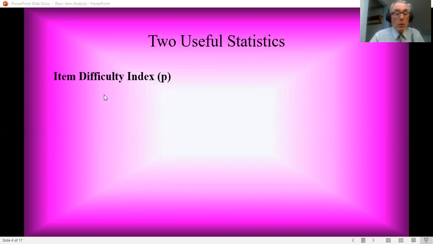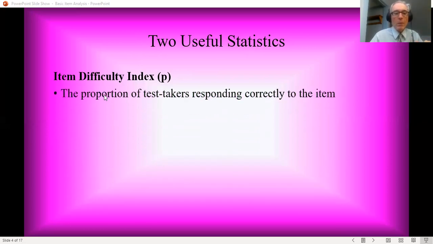One of these is called the item difficulty index, typically represented by a lowercase letter p. The only thing hard to understand about this one is that higher values of p actually reflect easier items. So it is measuring item difficulty, but in fact, it's low p values that would represent more difficult items. That's an easy confusion to fall into because you think, oh, it's high item difficulty, it must be difficult. And in fact, high index means low difficulty.